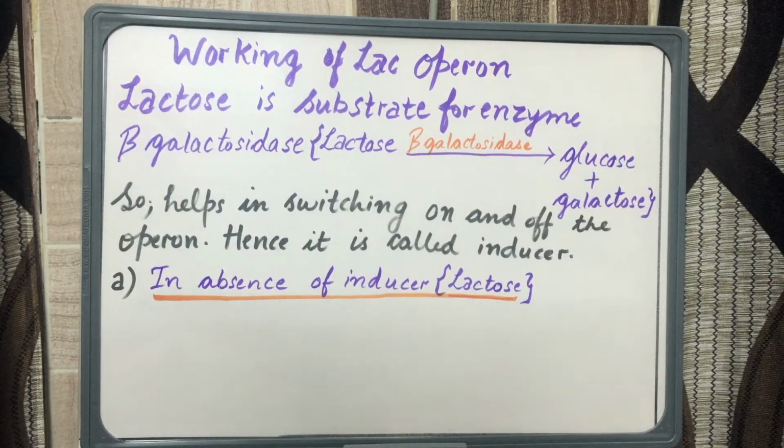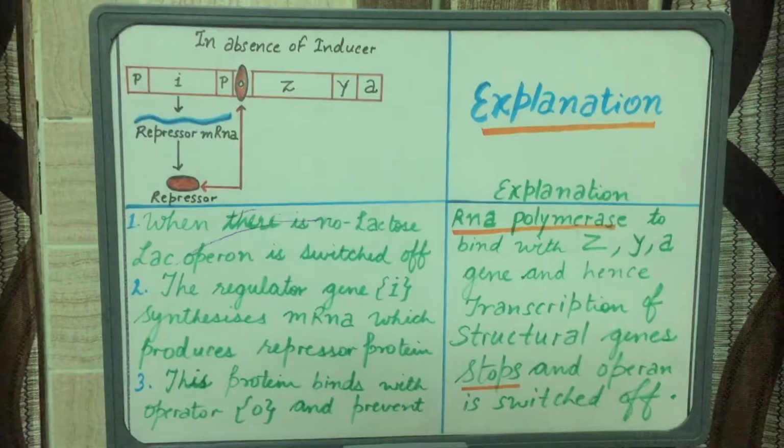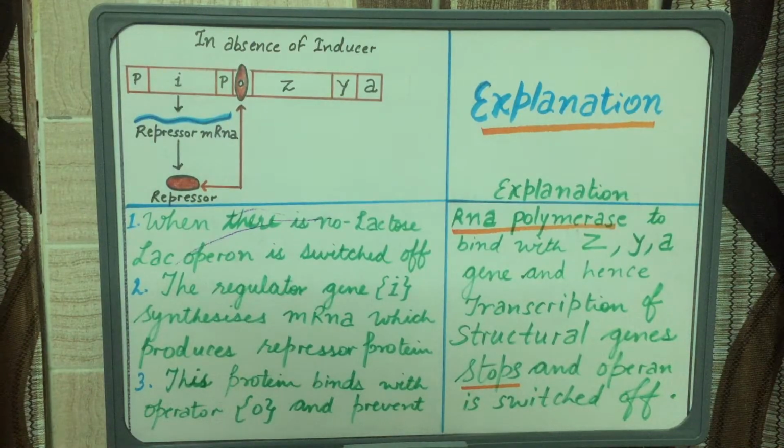Now let us look at what happens to the LAC operon in the absence of lactose, that is, in the absence of inducer. Given below is the graphical representation of LAC operon. We know P is the promoter gene, I is the inhibitor gene, O is the operator gene, and Z, Y, A are three structural genes.